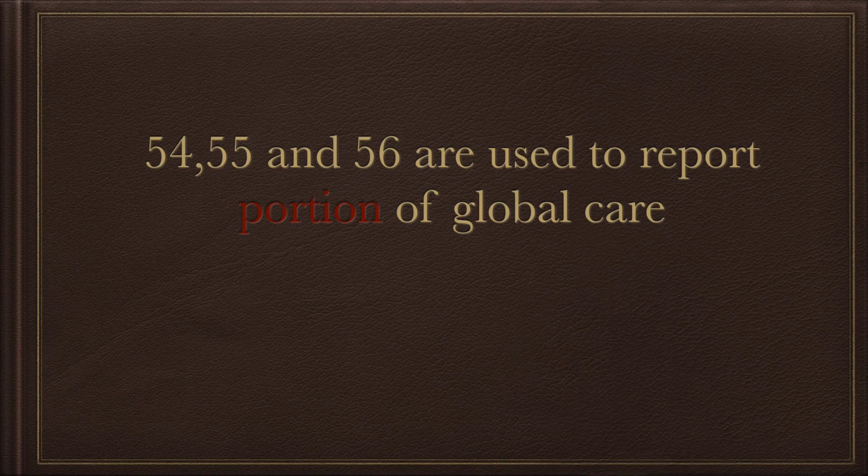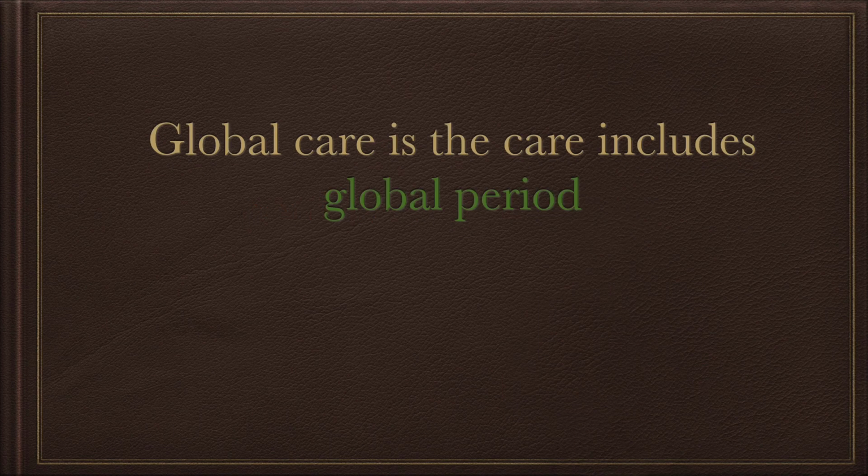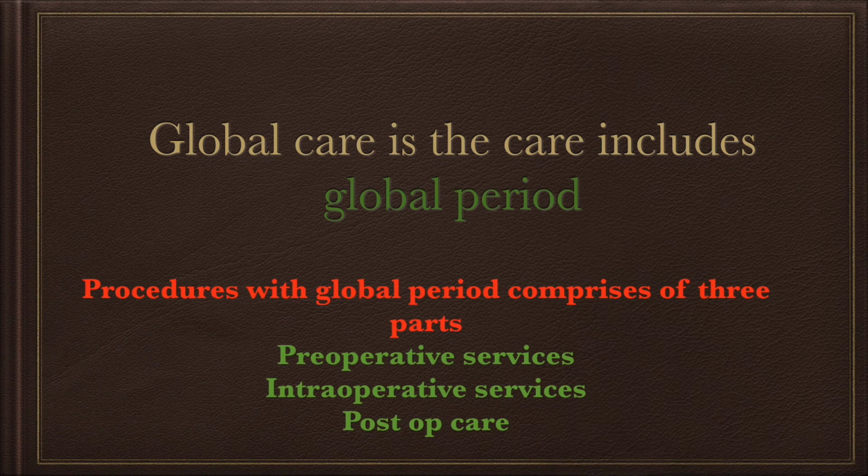Modifiers 54, 55 and 56 are used to report a portion of global care. Global care is the care that includes a global period. So what is a global period? Procedures with a global period comprise three parts: preoperative services, intraoperative services and postoperative care.